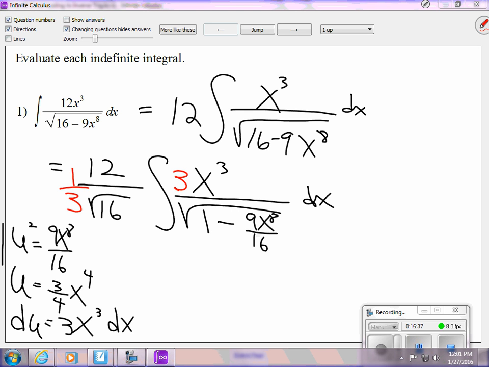So what is all this? If I multiply this out, what do we have as a coefficient in front of the integral? 1. So this just equals 1, you don't have to write that, times the antiderivative. In terms of u, we've got 3x cubed dx, which can be replaced with du. And in the denominator, the square root of 1 minus 9x to the 8th over 16 is just square root of 1 minus u squared.